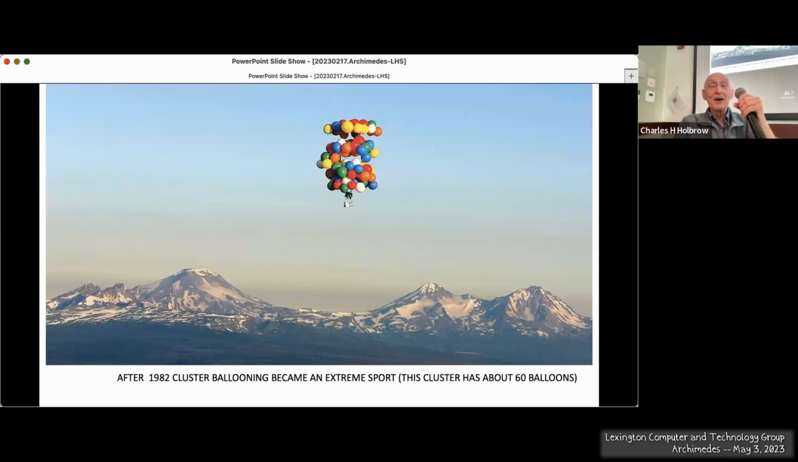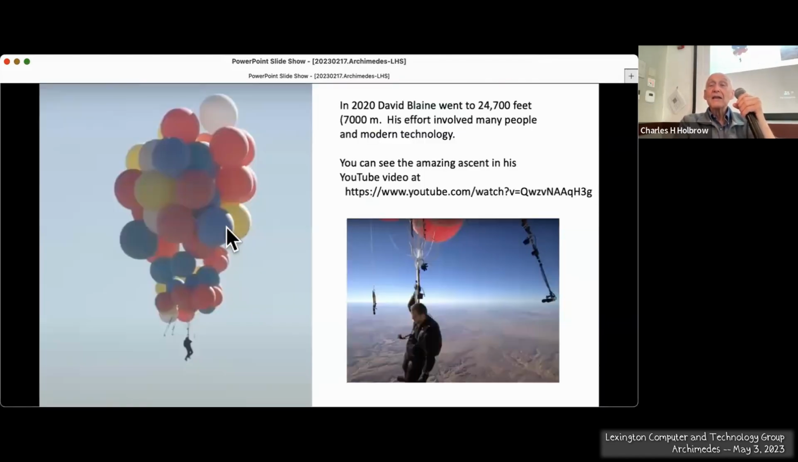And here's something, I said, oh, this is a person. But it's a cluster balloon with about 60 balloons. And they're not weather balloons. It's kind of attractive. But here is David Blaine.